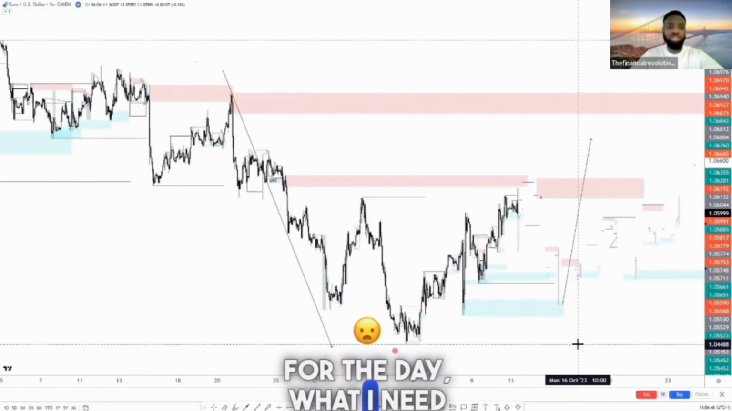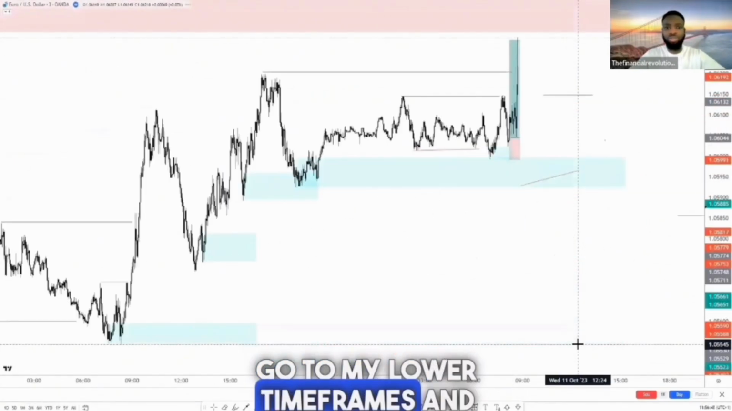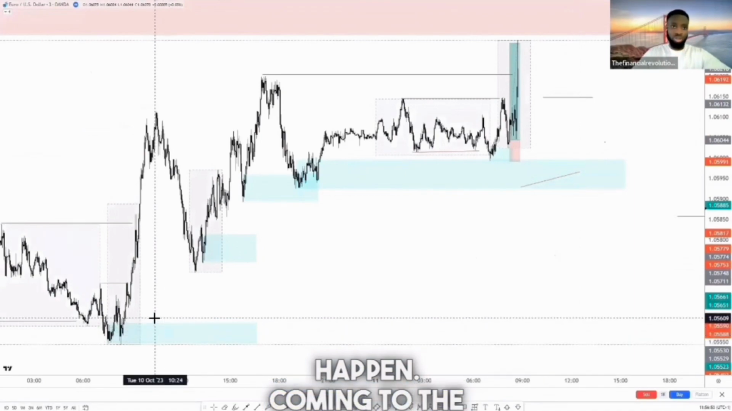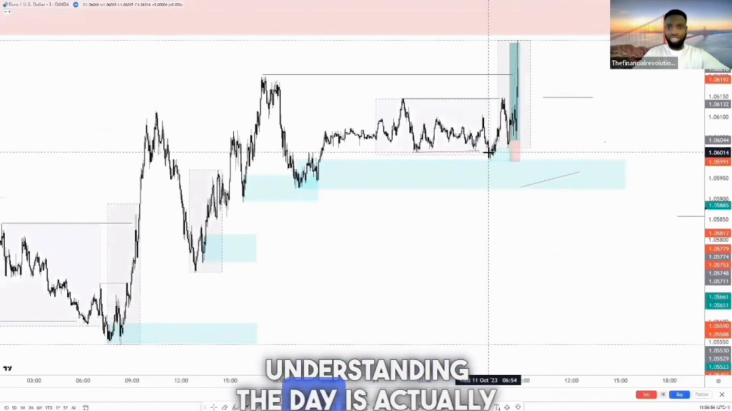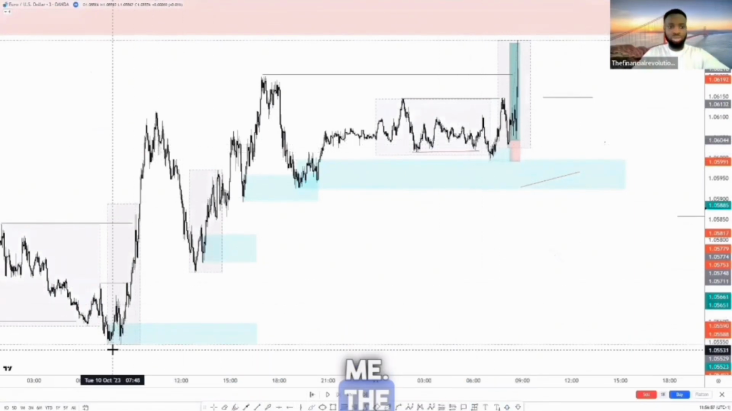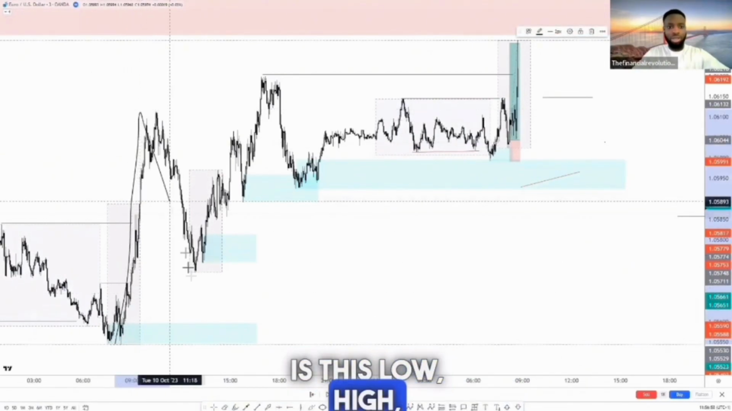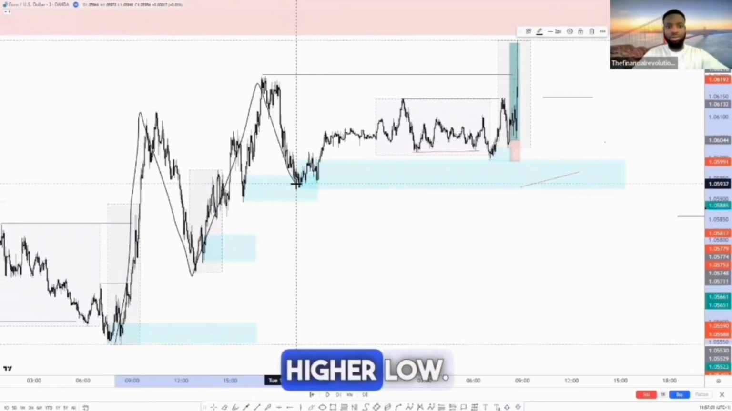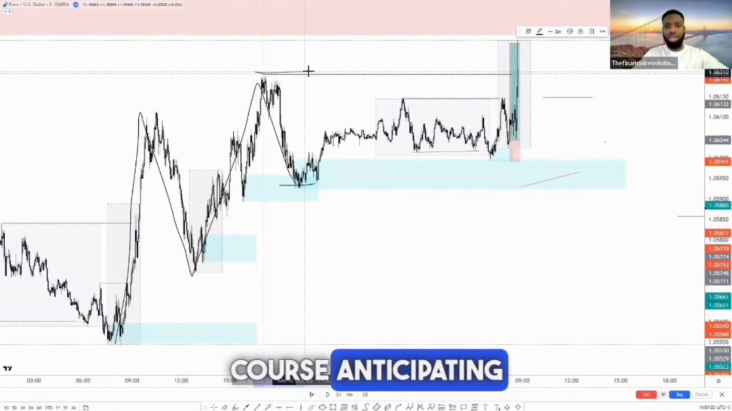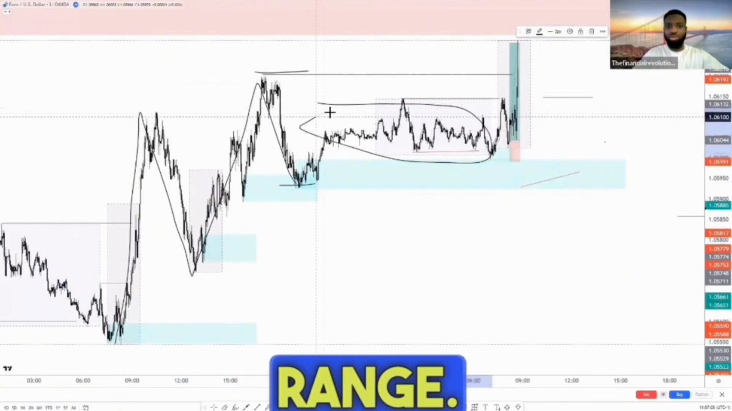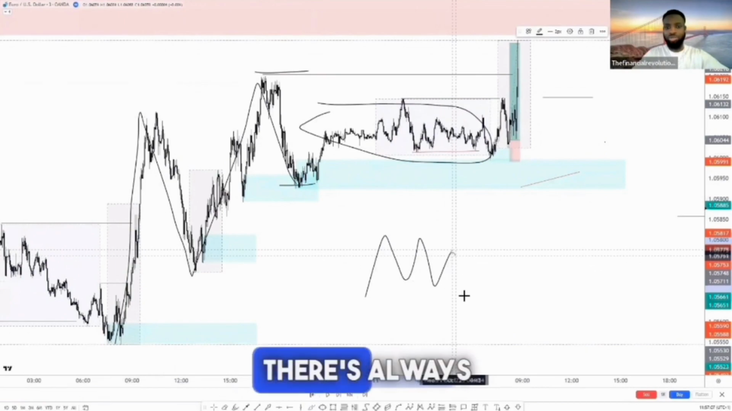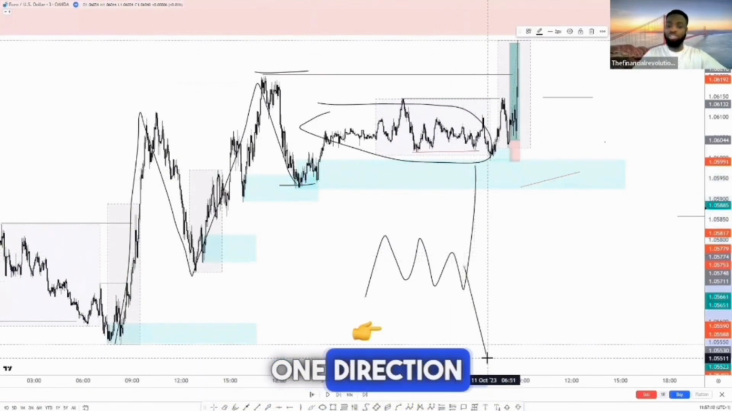Once I have my target for the day, what I need to do now is very simple. Go to my lower time frames and make this trade happen. Come to the 3-minute time frame. Understand that the day is actually going to start over here for me. The structure I'm seeing coming into the day is this: low, high, higher low, higher high, higher low. After this higher low, I'm of course anticipating a higher high. Everything within this is just the range. We understand that after consolidation, there's always going to be an expansion, one direction or the other.